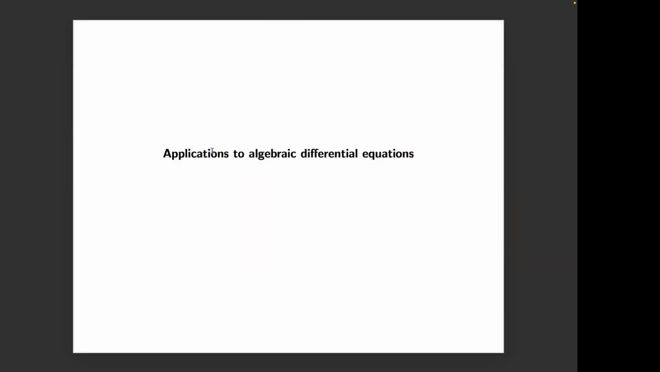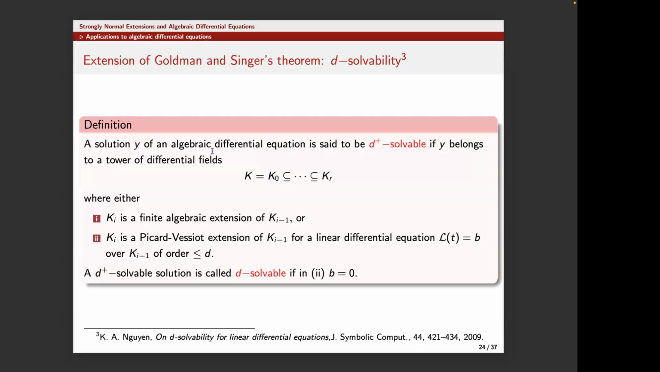Okay. Now we'll move on to the application of these two results to algebraic differential equations. The first one is an extension of Goldman and Singer's theorem, and we need the notion of D-solvability defined in this paper of Nguyen. A similar kind of solvability was also defined by Singer, and for D equal to 1, he called those extensions Eulerian extensions.